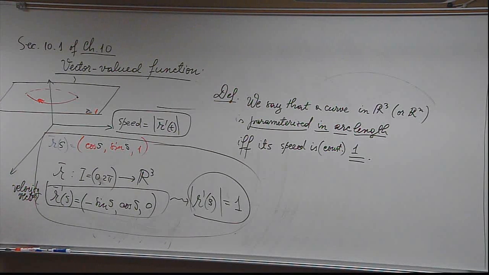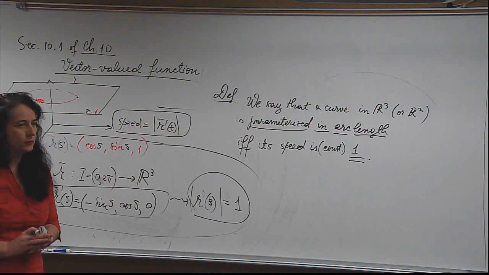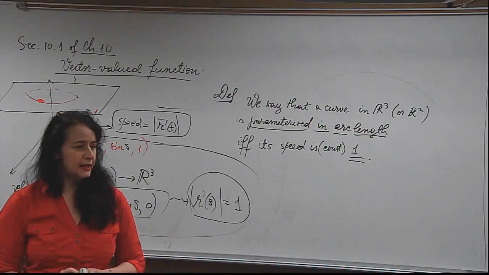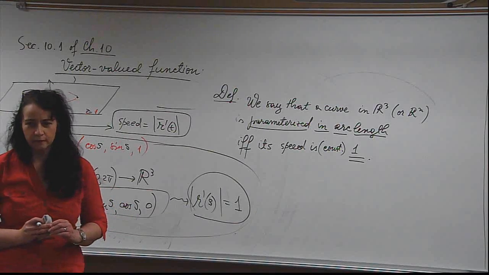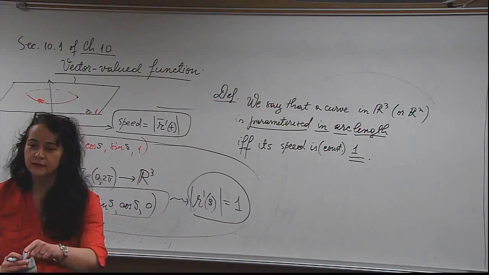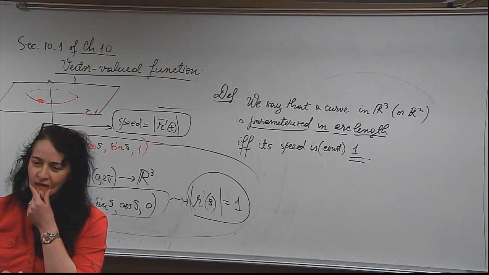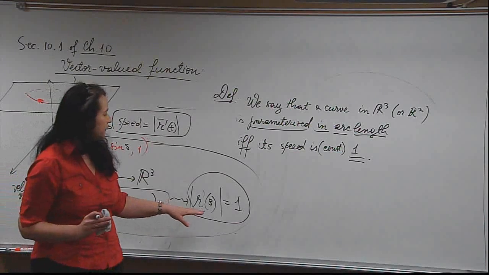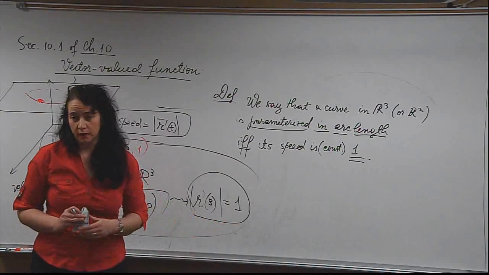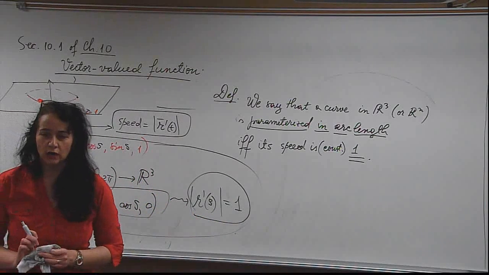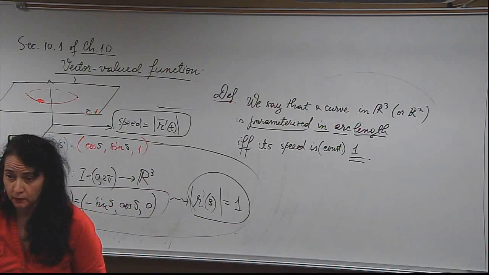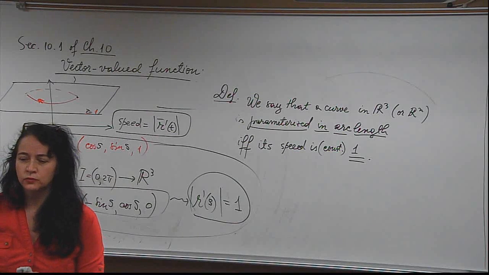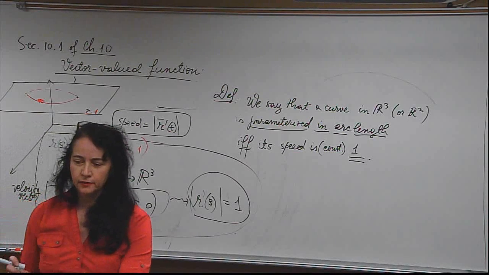So I am already in arc length, and in that case, I'm going to call my time parameter little s. S comes from special. No, s comes from speed. Anyway, we use s when the speed of that curve is 1, and we call that arc length parametrization. Okay?